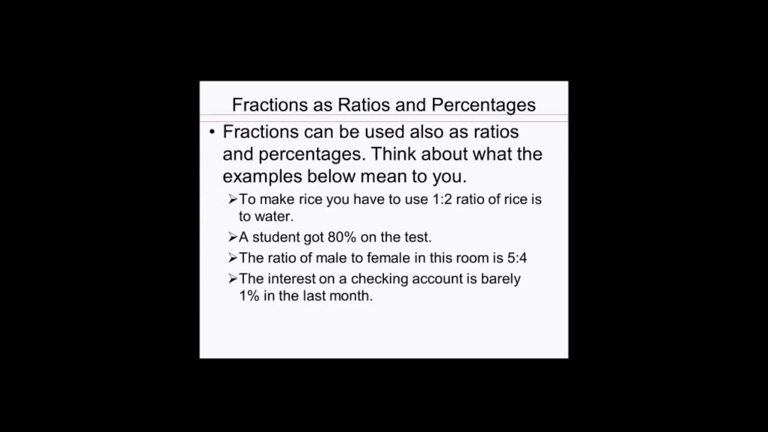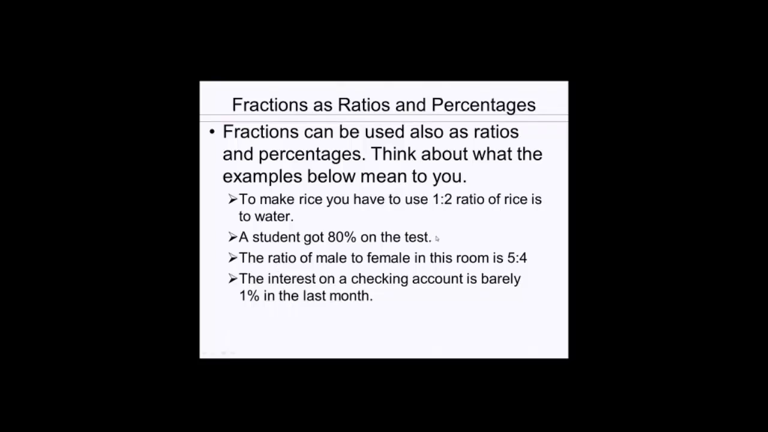You can also see fractions as ratios and percentages. Fractions can be used as ratios. For example, if you want to cook a batch of rice, use a 1:2 ratio of rice to water. So if I wanted to make 2 cups of rice, then I would need 4 cups of water. So 2 cups of dry rice to 4 cups of water will make me a good batch of rice.